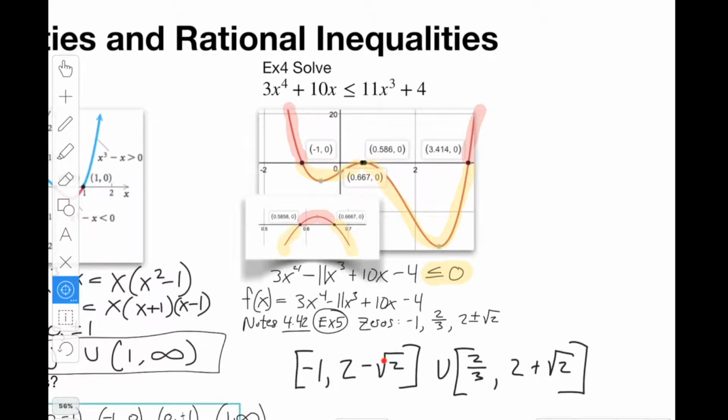Now, why are we using brackets? We're using brackets because we're allowed to have it equal to 0. So these zeros here are included in the intervals. They're included in the answer because the related function could equal 0, and this would still be true. So the test points are included. The zeros are included in the answer.